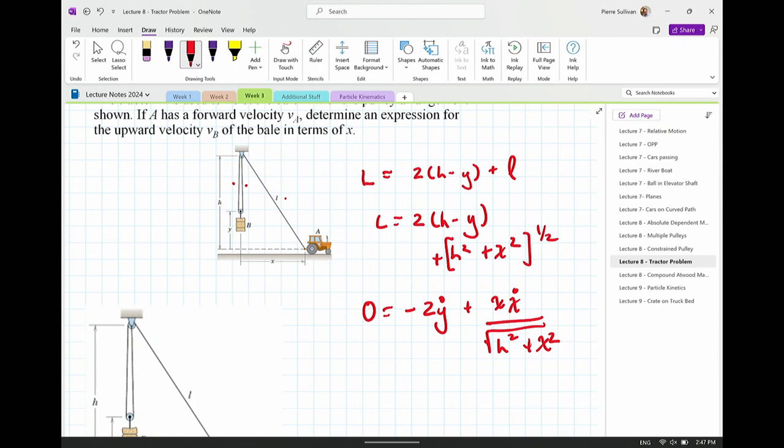So even though it's just a straight length, I can't just say L plus h minus y times 2. I have to go through and calculate the actual distance of h, or L, and leave it in that form up there. So when I take the derivative with respect to time, I end up with this. And this one works out really nicely, because I get y dot equals 1/2 x V_A over (h squared plus x squared) to the 1/2.